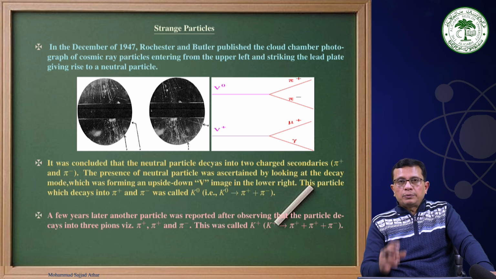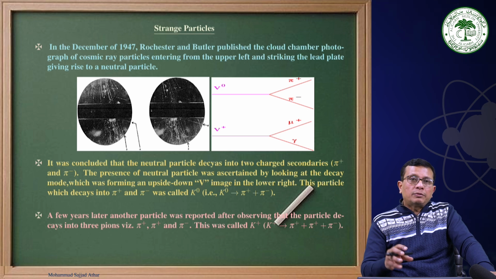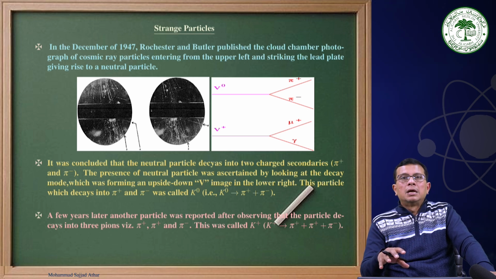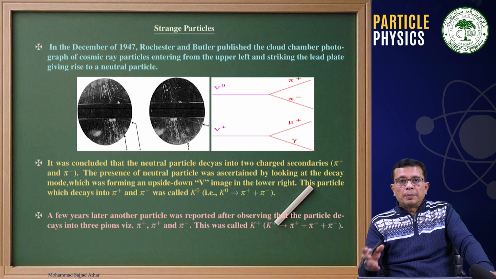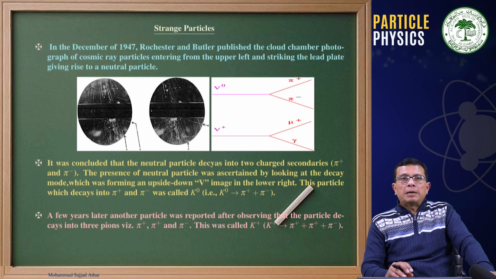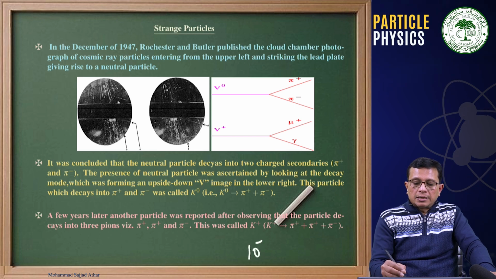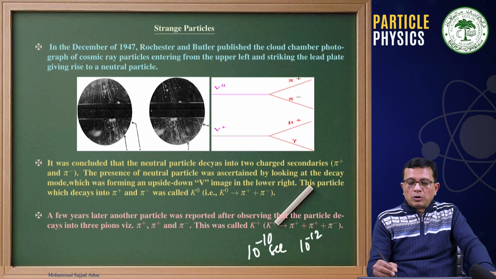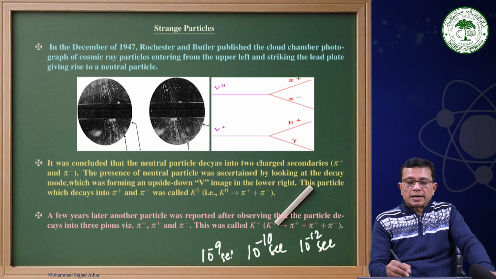These particles were seen to have a very long lifetime in comparison to the particles which were observed to have about the same mass but were formed for a very short time and then decayed. Here it was found that their lifetimes are quite large. Some were found to have a lifetime of 10 power minus 10 seconds, sometimes 10 power minus 12 seconds, or even 10 power minus 9 seconds.